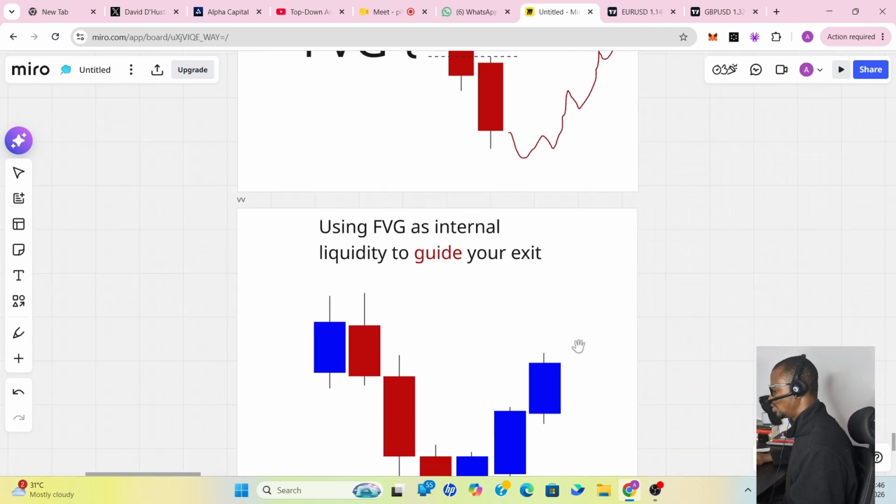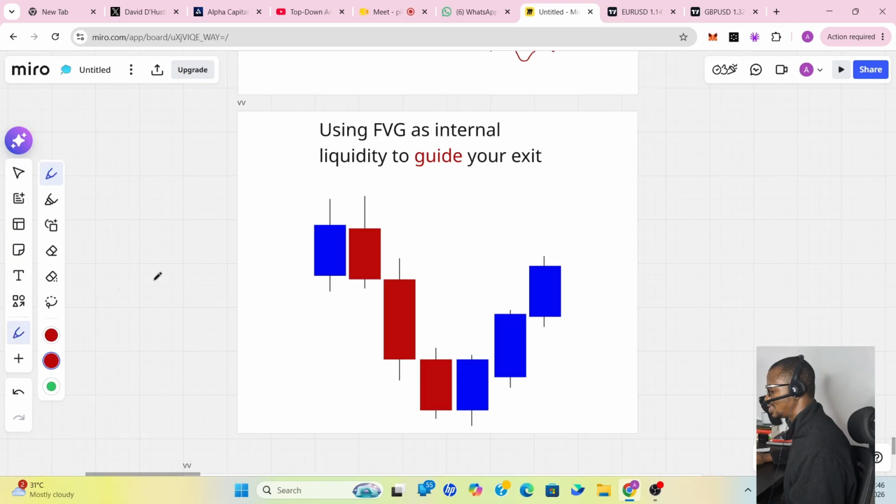So this is it. You can see clearly that we have a price here. This is the fair value gap. This is a price action right here, and you can see the fair value gap. So you can use fair value gap as internal liquidity to guide your exit. In this case, we are talking about exit.